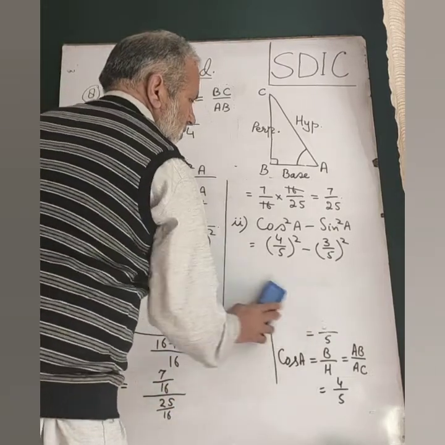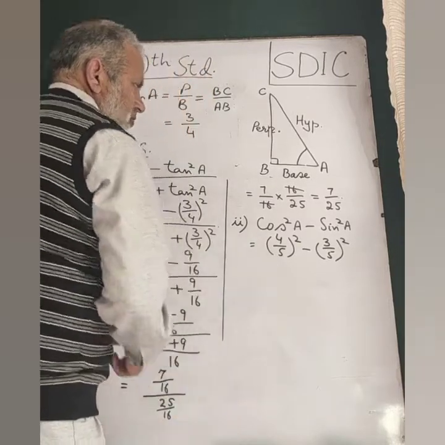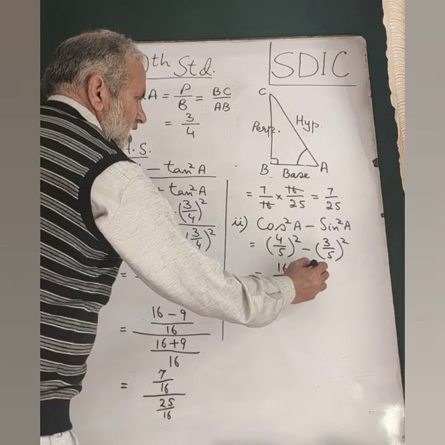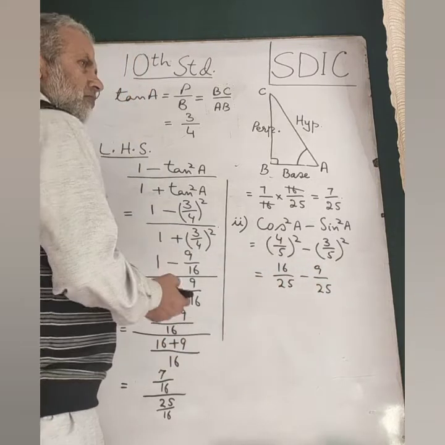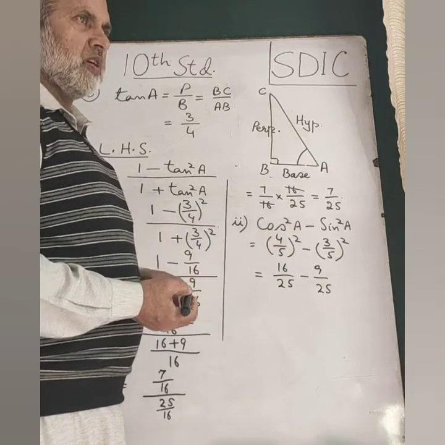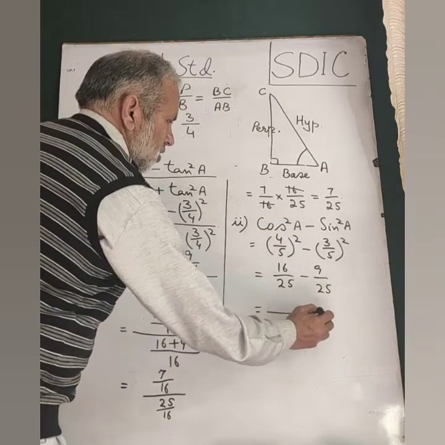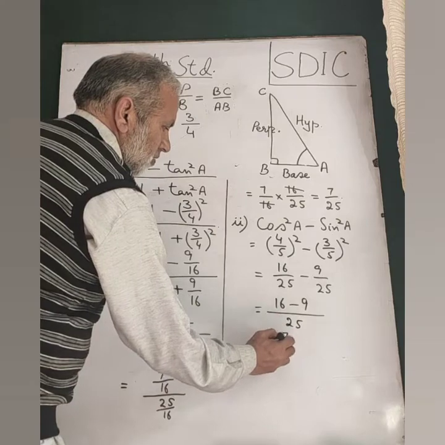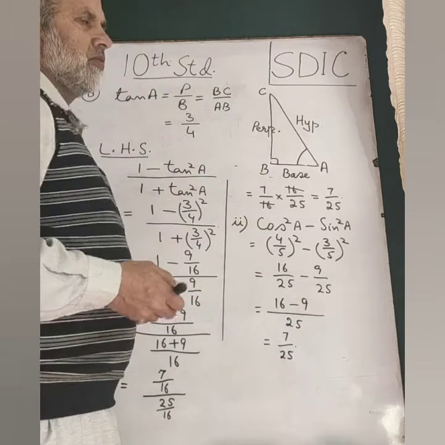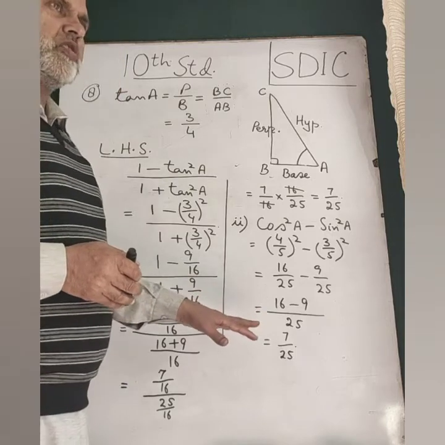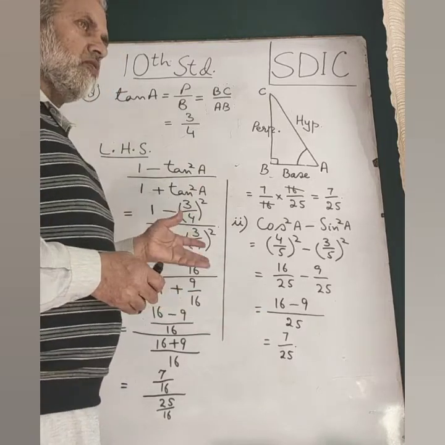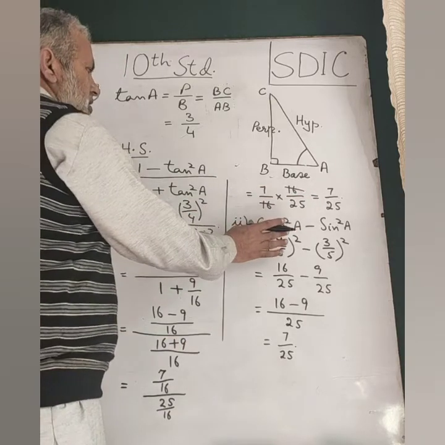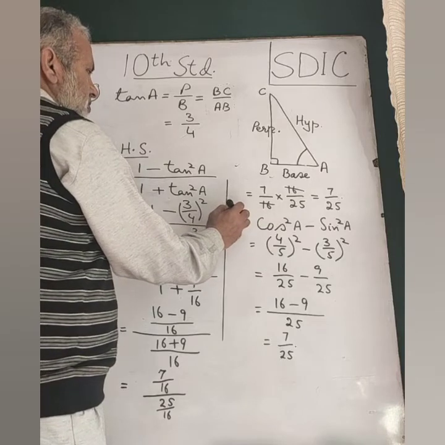Simplifying, we'll get 16 by 25 minus 9 by 25. Squares of 4 by 5 and 3 by 5 we have found. Now to combine them, the LCM will be 25. 16 minus 9, that is 7 by 25. The previous question was done only up to this stage. Now here you have to check whether those are equal or not. We find the results of both LHS and RHS. This is actually not the second part, it is the right hand side, RHS.